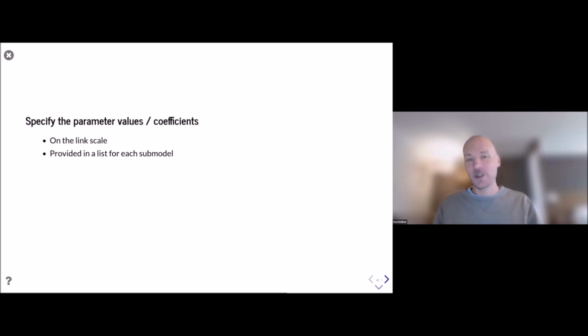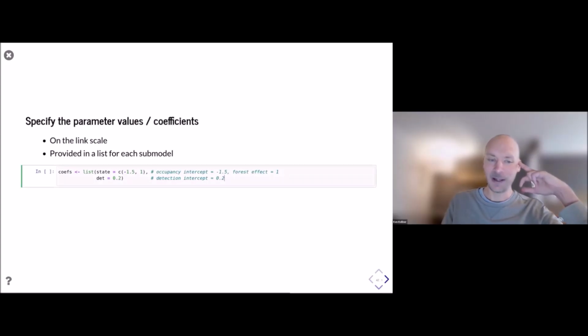Because we're simulating, we need to specify what the values for the coefficients should be. How big should occupancy be? How big should detection be? What's the effect of the covariate? And these parameter estimates should be on the link scale, which can be a little bit tricky. And they need to be provided in a list for each submodel. So here's an example of that structure.